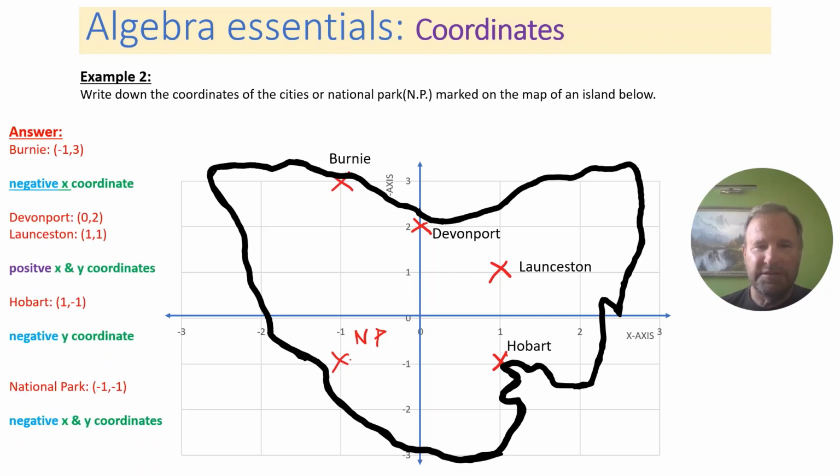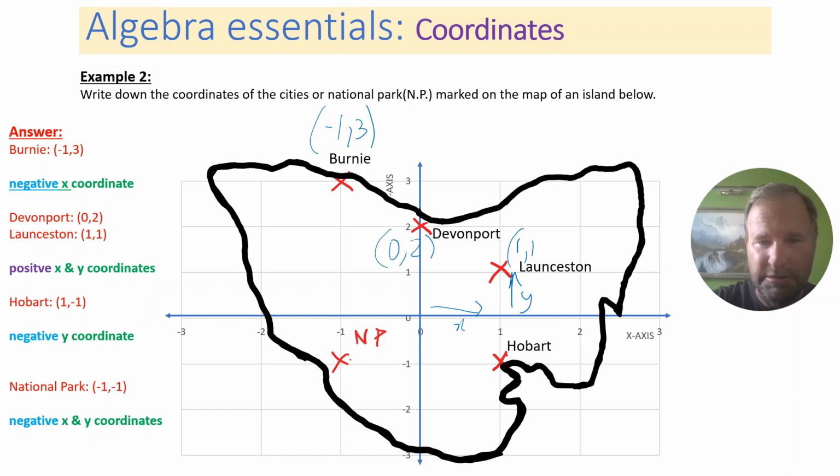Here are the answers. Hopefully you got those. So you got Burnie, which is -1, 3. You got Devonport, which is across X, which is 0, and then up 2. So if we go across here, it didn't go across anywhere. You've got Launceston, which is across and up. So that's your X and your Y, and that's your 1, 1.